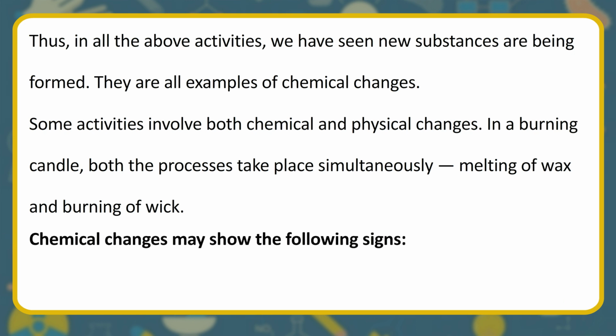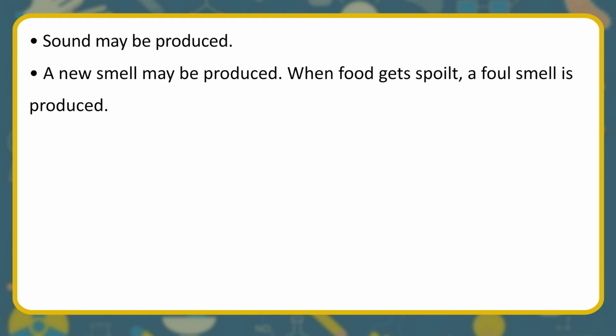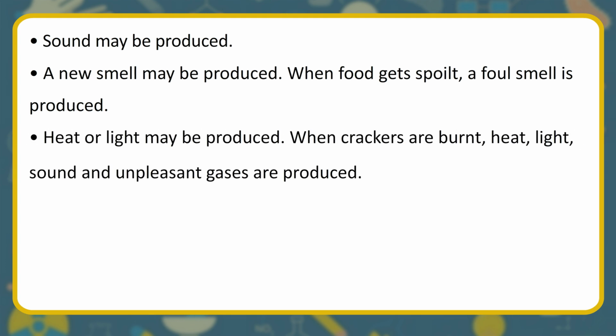Chemical changes may show the following signs. A fizz, gas, is produced. Sound may be produced. A new smell may be produced. When food gets spoiled, a foul smell is produced. Heat or light may be produced. When crackers are burned, heat, light, sound and unpleasant gases are produced.